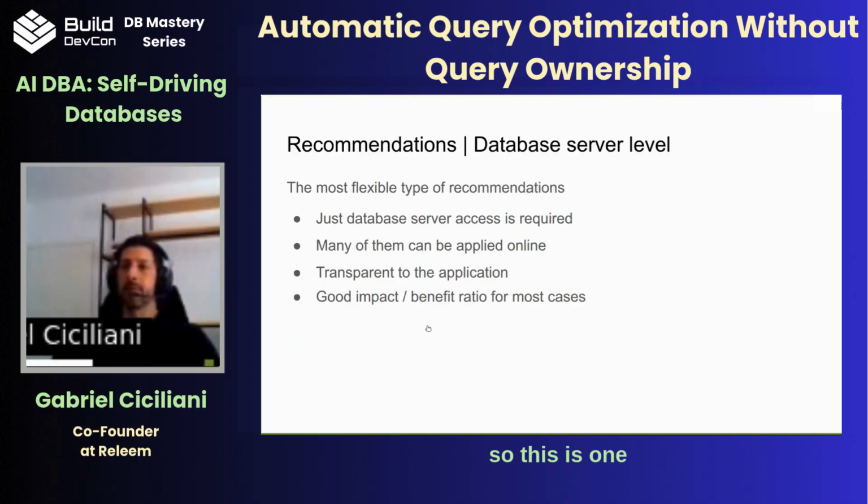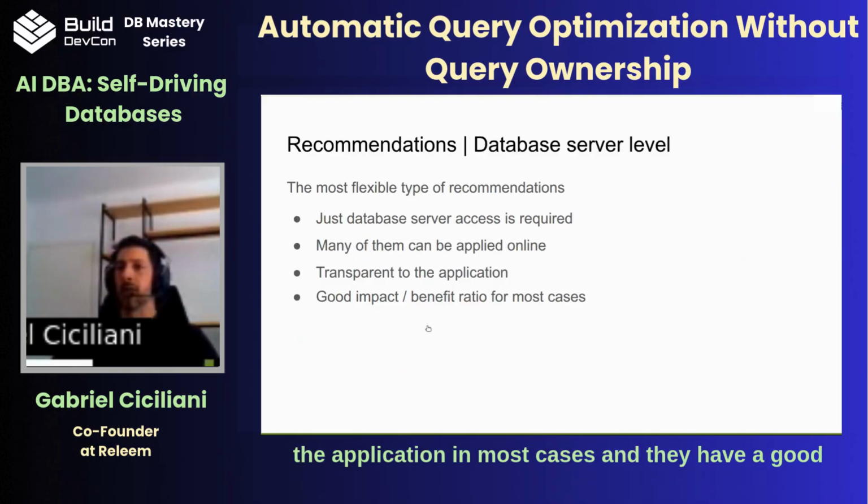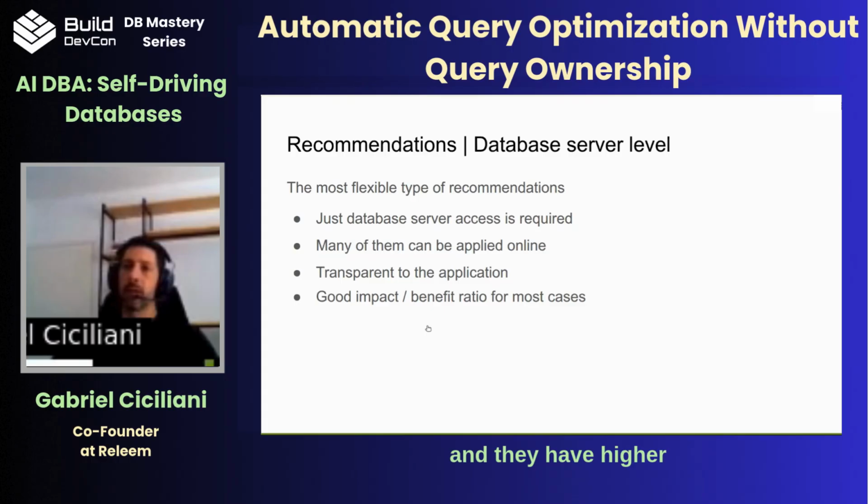This is one of the most flexible types of recommendations, as I said, right? Just database server access is required. You have some sort of agent doing that collection of data needed for the query optimization. Many of them can be applied online. As I said, they are transparent to the application in most cases, and they have a good impact benefit ratio, right? Which is something you want. You want changes that are cheap to implement and that have higher chances of bringing a lot of benefit.